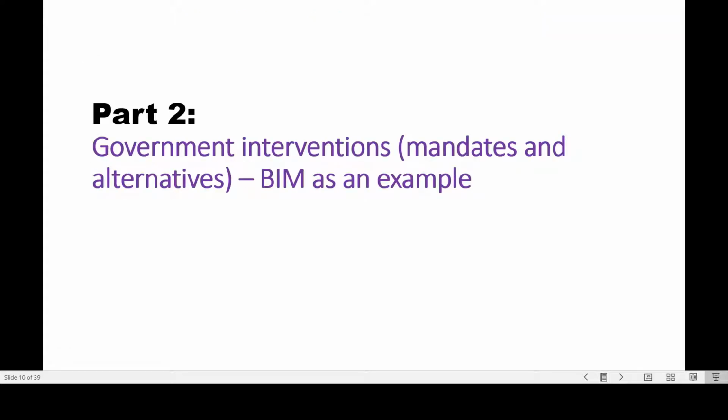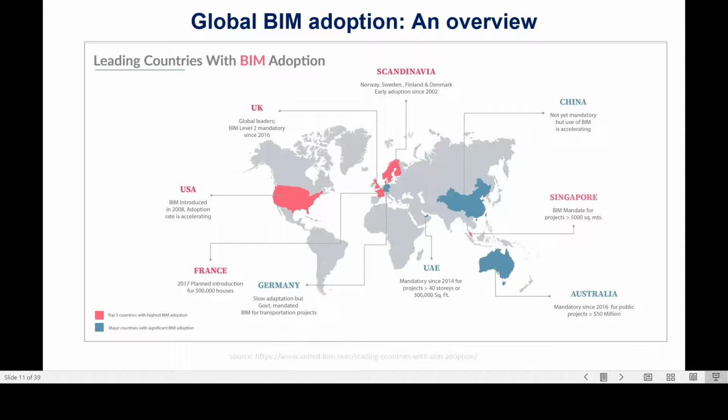So this is the part where I talk about government interventions in terms of mandates and alternatives, and I'll try to focus again, like I said earlier, on BIM as an example of how we can digitally transform the construction industry. Basically, this chart gives you a global overview of the different countries and their journeys towards mandating BIM.